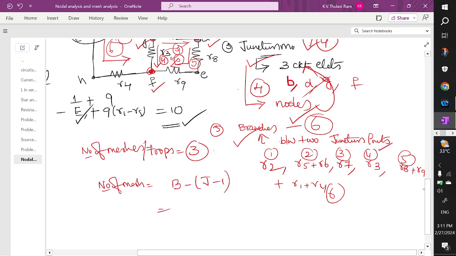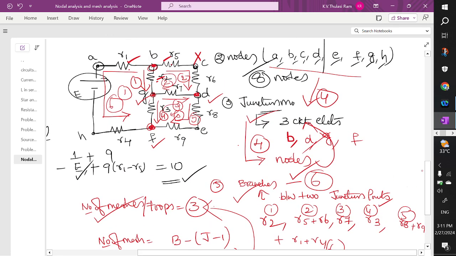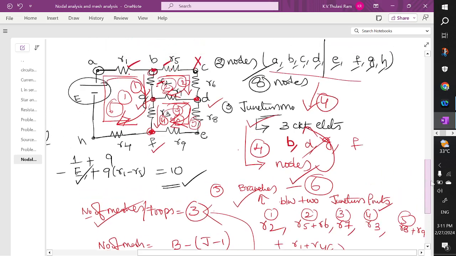How many branches are there? 6, minus how many junctions are there? We have 4 junctions, 4 minus 1. So 6 minus 3 is equal to 3. So directly by physically seeing also, I can say how many meshes are there in the given network. So this will constitute mesh 1, this will constitute mesh 2, and this will constitute mesh 3. So 3 meshes are there.